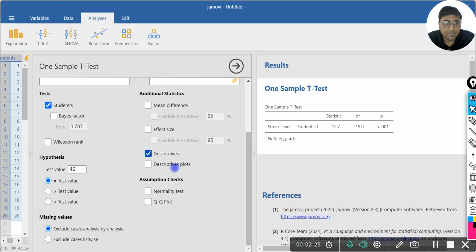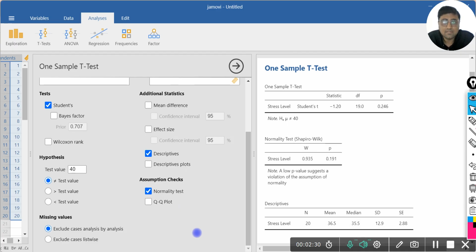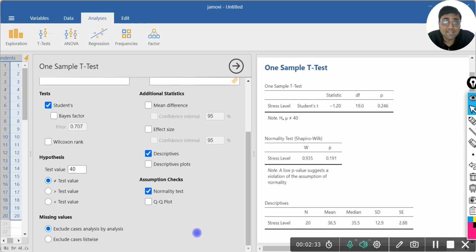Select descriptives and normality test. Because we know that one sample t-test is a parametric test and therefore it is required to have normally distributed data. So here you can see the result of normality test. P value is greater than 0.05, and therefore data is normally distributed.